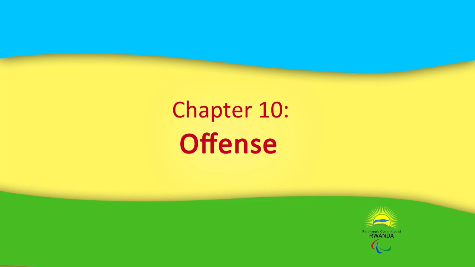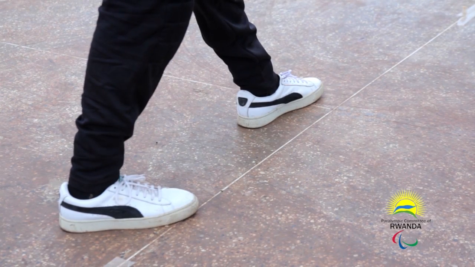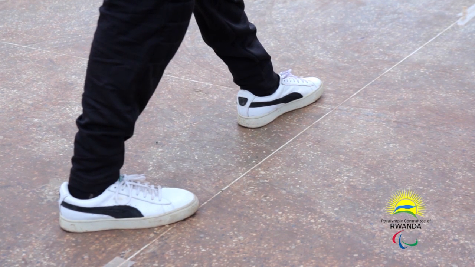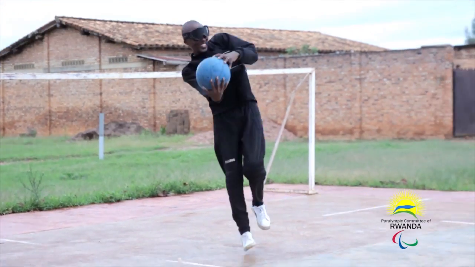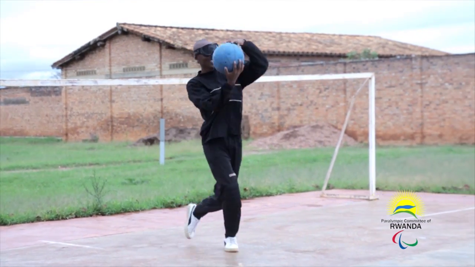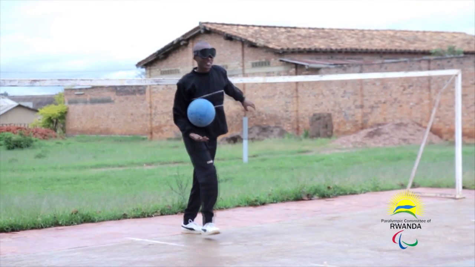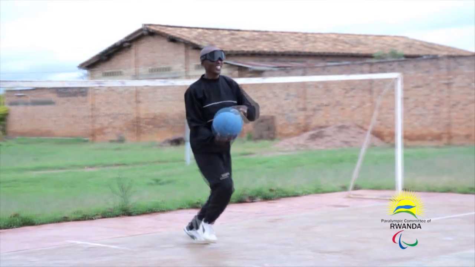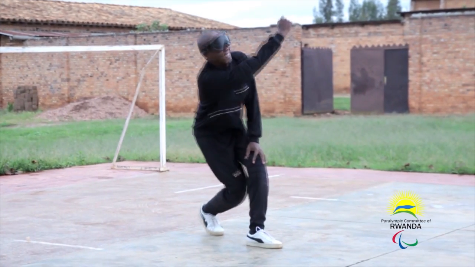Chapter 10. Offense. Normal throw. If you are right-handed, the left leg is in front. If you are left-handed, it's the other way around. The forward step and the throwing movement of the arm should occur at the same time. Throwing the ball is one movement. This is a relatively easy throw after which the attacker remains in the defending position.